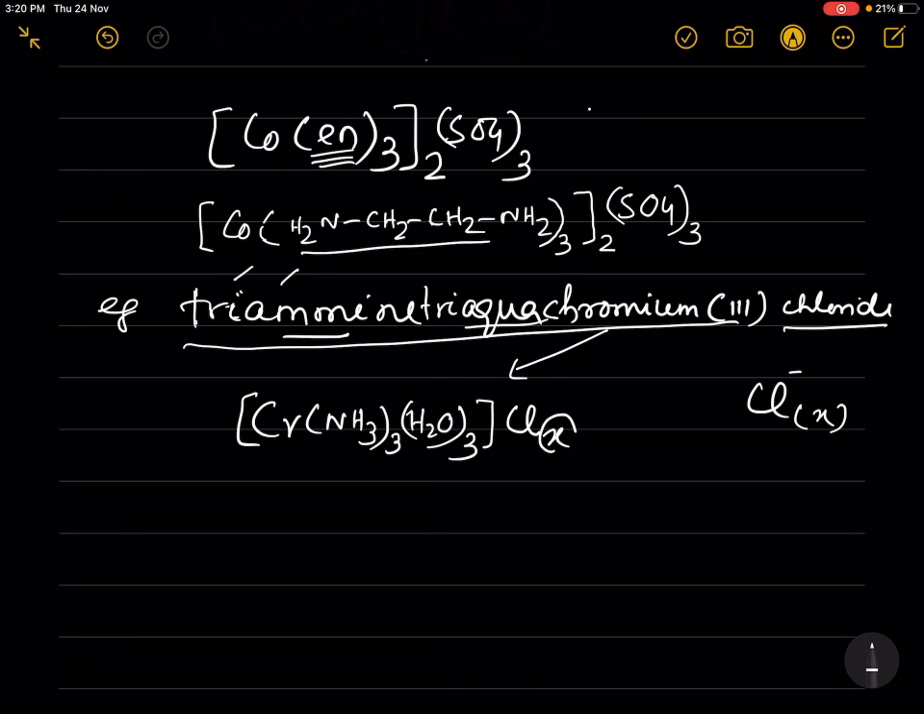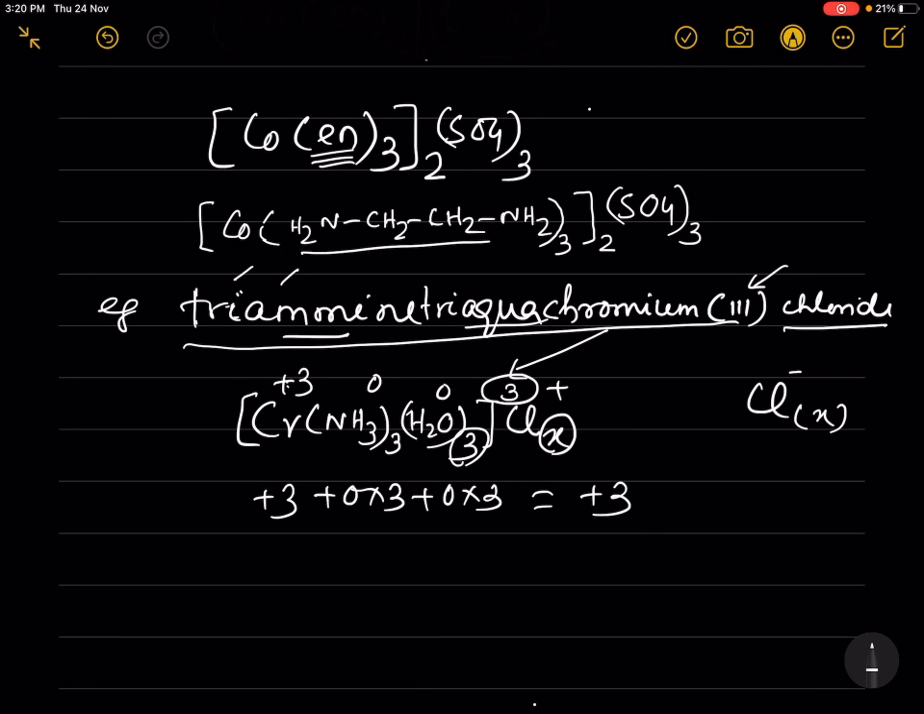Let me find the charge over here. Here the Roman numeral of chromium is 3, which means its oxidation number is +3. For ammonia it is 0 into 3. For water it is also 0 into 3, because the 3 water molecules equal how much? +3. So it is 3 plus.